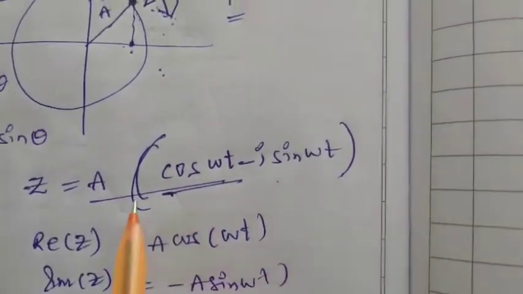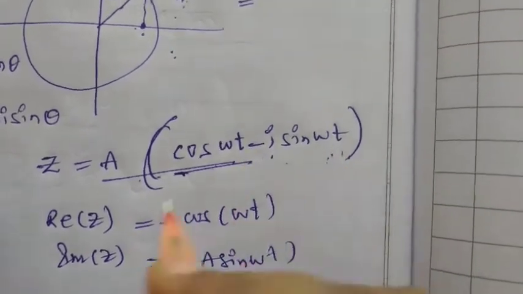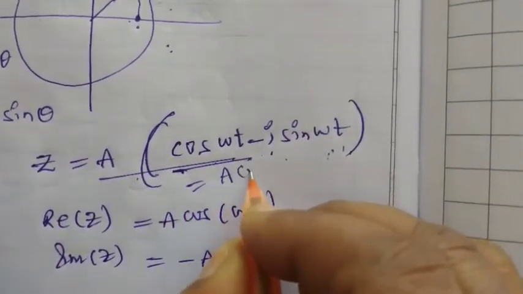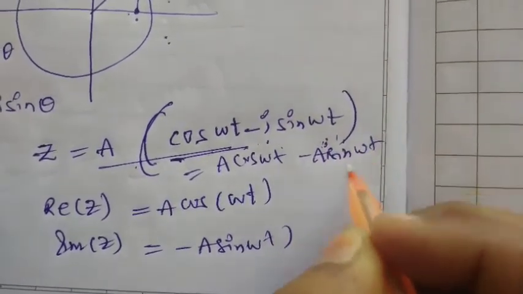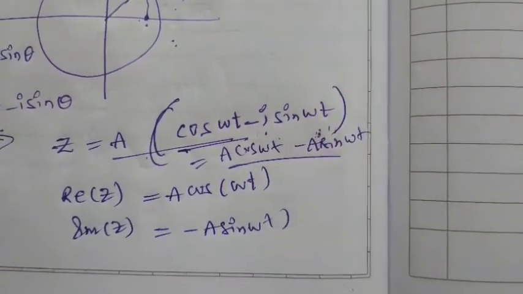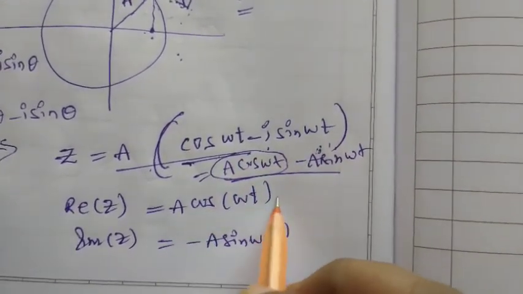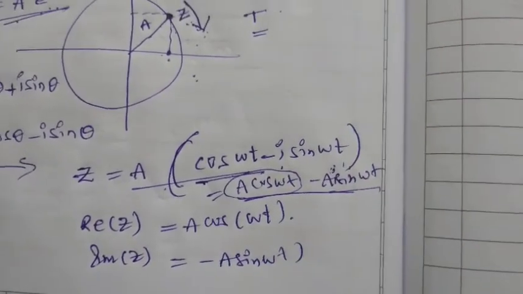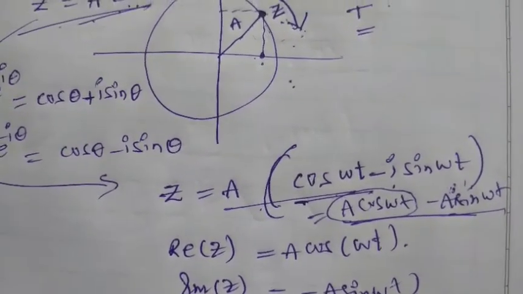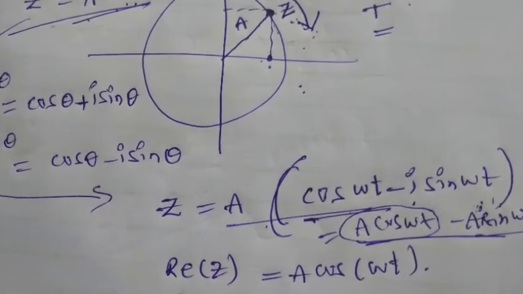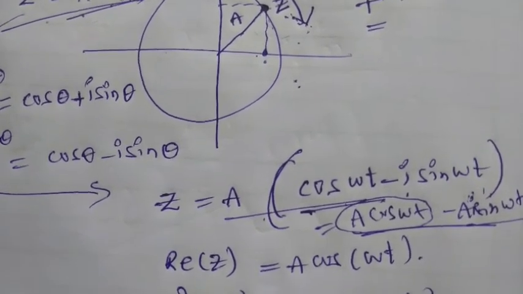Here a is multiplied to both terms, cos omega t minus i sin omega t, so we get a cos omega t minus a i sin omega t. Here a cos omega t is the real part of z, and the other term is the imaginary part of z. This is the complex number notation in simple harmonic motion, where the x and y coordinates represent the points in simple harmonic motion.